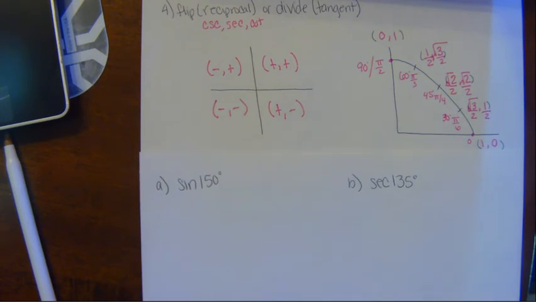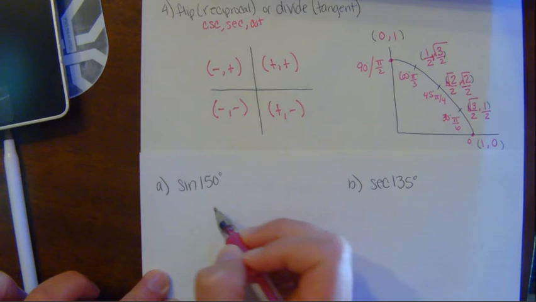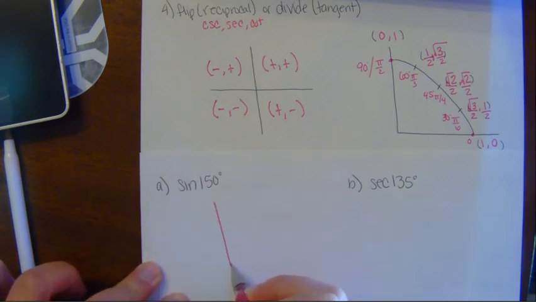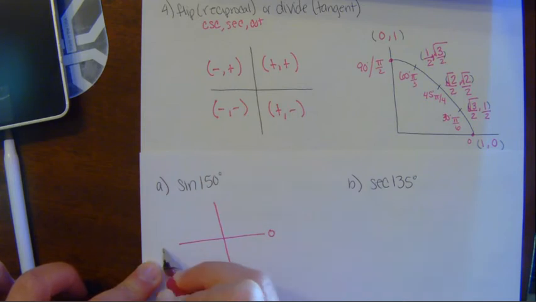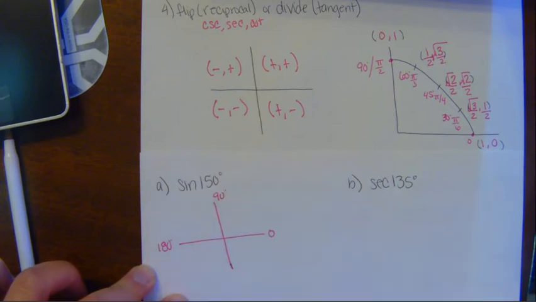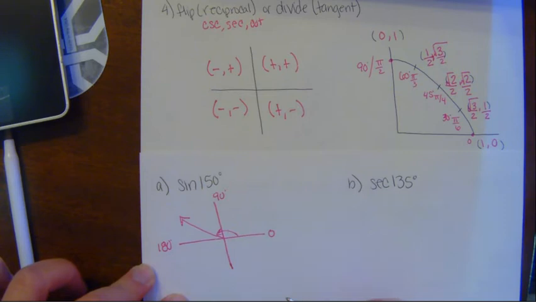So the first thing we want to do for the sine of 150 is sketch the angle. So that's my first step. I'm going to go ahead and sketch that angle. Now it's in degrees, so let's pay very close attention: this is 0, this is 180, and this guy up here is going to be 90. So 150 is going to be in this quadrant here. This is my angle, so my angle is in quadrant 2.